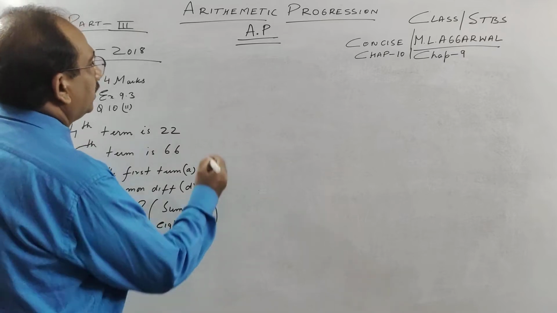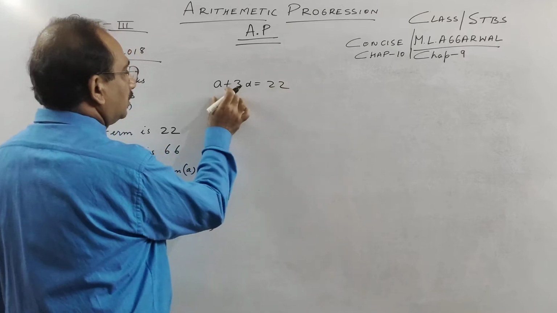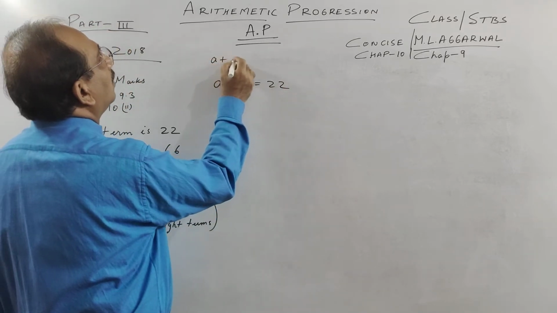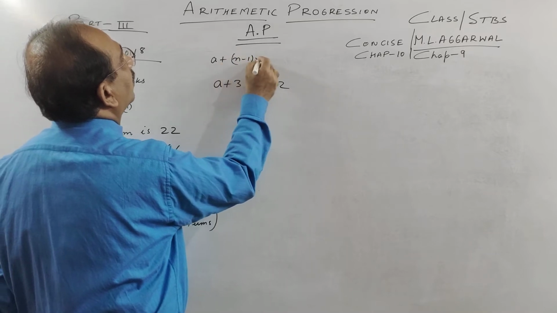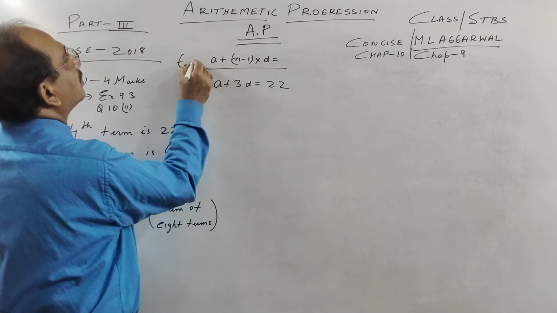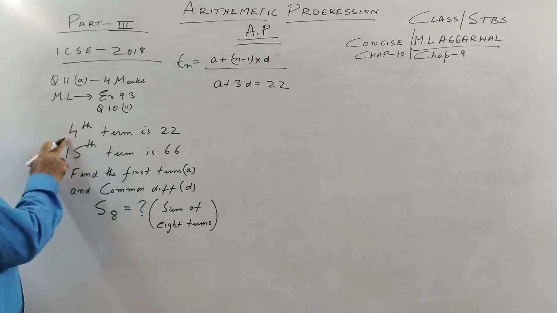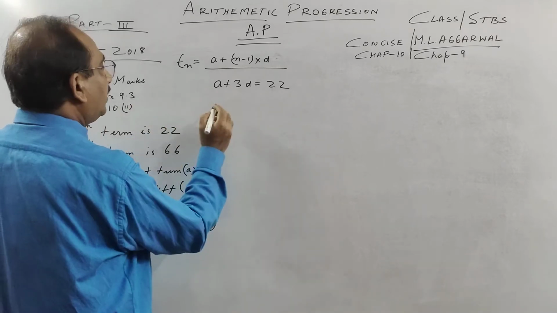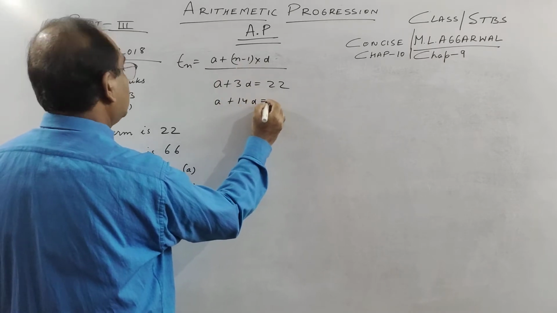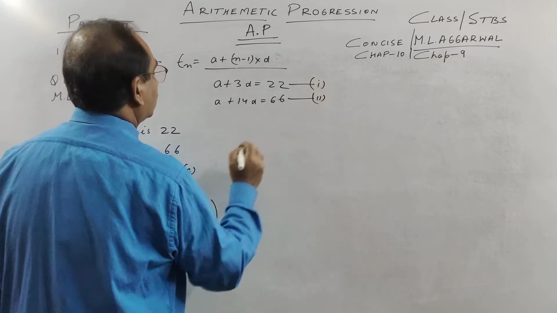Fourth term is 22. So as I told you, fourth term is a plus 3d. This I have already told you, a plus n minus 1 d. This is the formula which we use from part 1 of my video lesson. This is the nth term. So the fourth term is a plus 3d, and the 15th term, a plus 14d (15 minus 1), is 66. Let this be equation 1 and let this be equation 2.